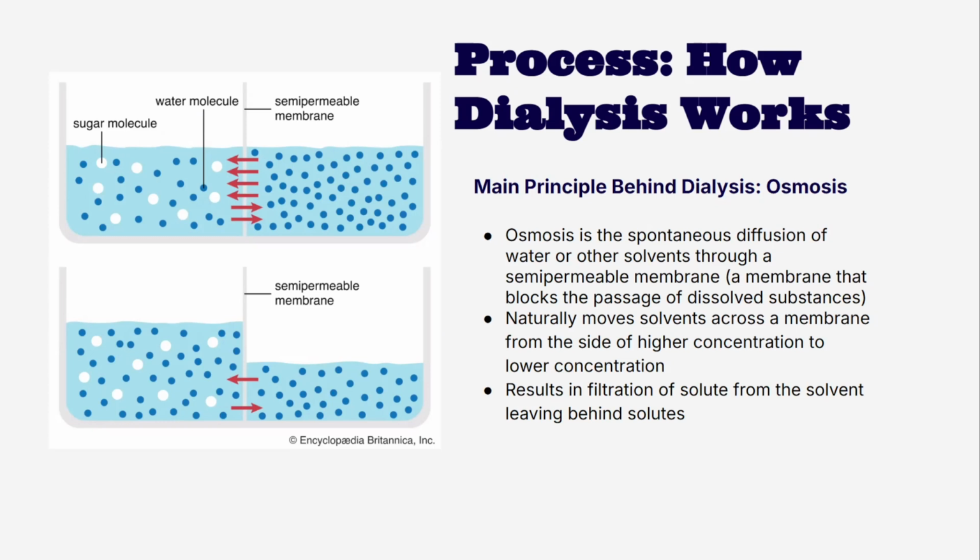So if you look at the top picture, we have the sugar and the water molecules. There are less water molecules on the left side, but there are more water molecules on the right side. And so the water is going to move from a high concentration to a low concentration, therefore diluting the right side.